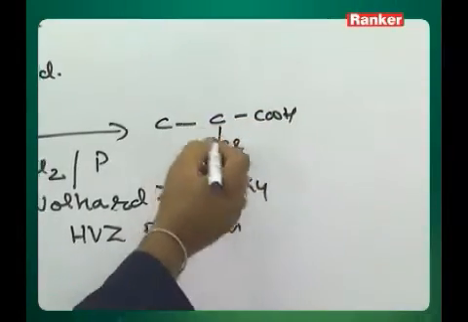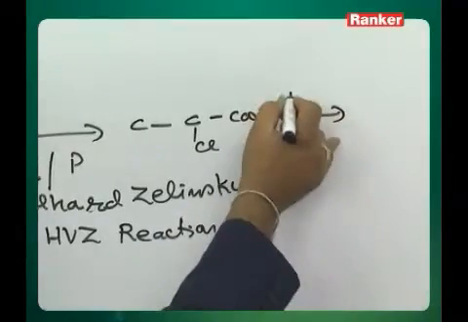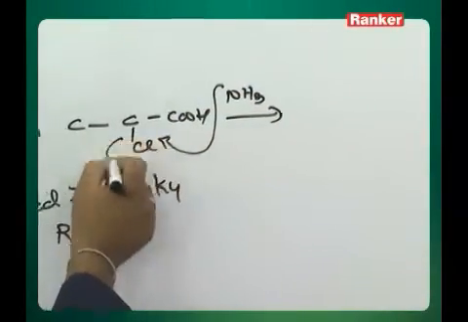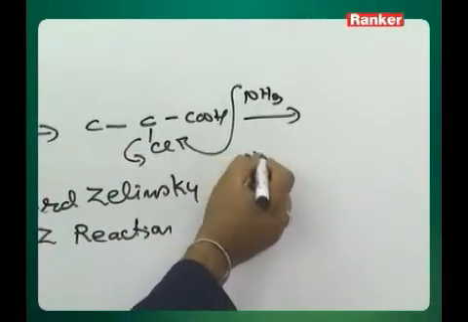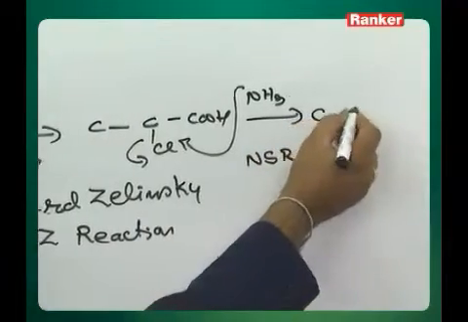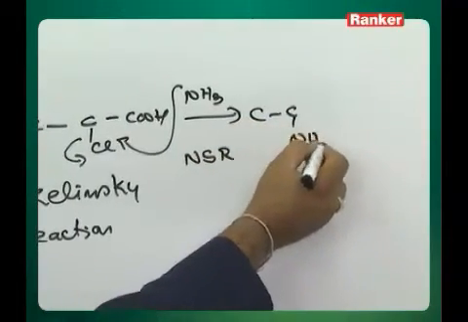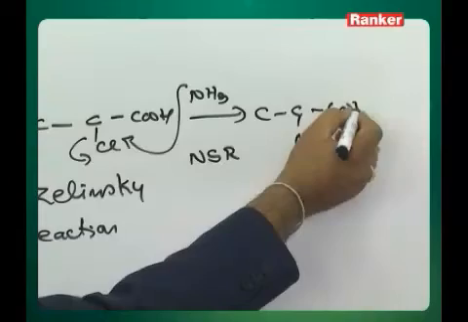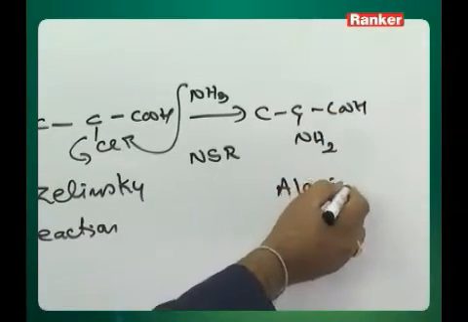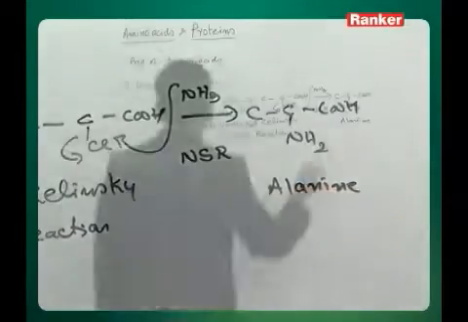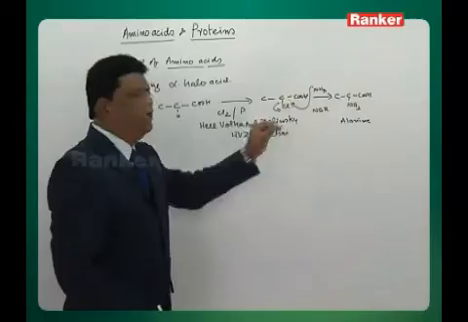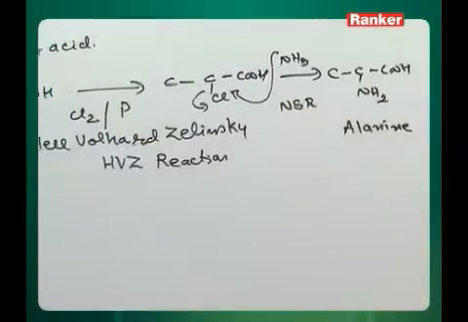And once this chlorination is done, when you treat it with ammonia, ammonia, a stronger base, will replace this Cl in a nucleophilic substitution reaction, and you will get an alpha amino acid. This happens to be alanine. So alanine can be prepared by using this method. First you go for the alpha chloro compound, then amination. So this is one of the best methods.